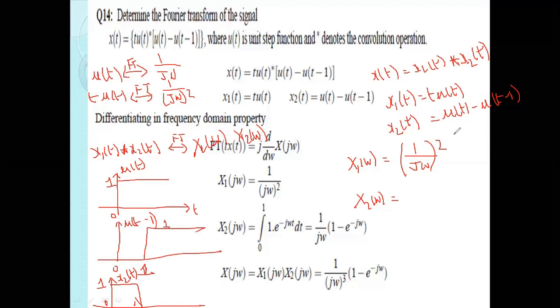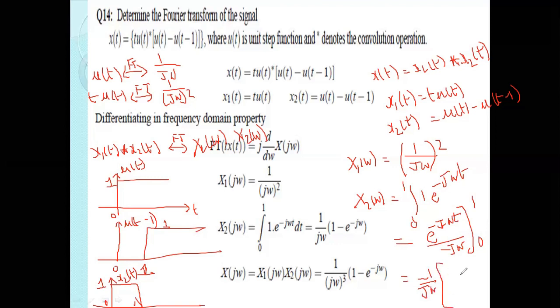Now, to write x2 of omega, it is the integral from 0 to 1 of 1 into e power minus j omega t. That is equal to e power minus j omega t by minus j omega, with upper limit 1 and lower limit 0. So minus 1 by j omega you can write here. First substitute t as 1, e power minus j omega, minus the second term, whose value is 1. Multiply the minus inside, it becomes 1 minus e power minus j omega by j omega, x2 of omega.